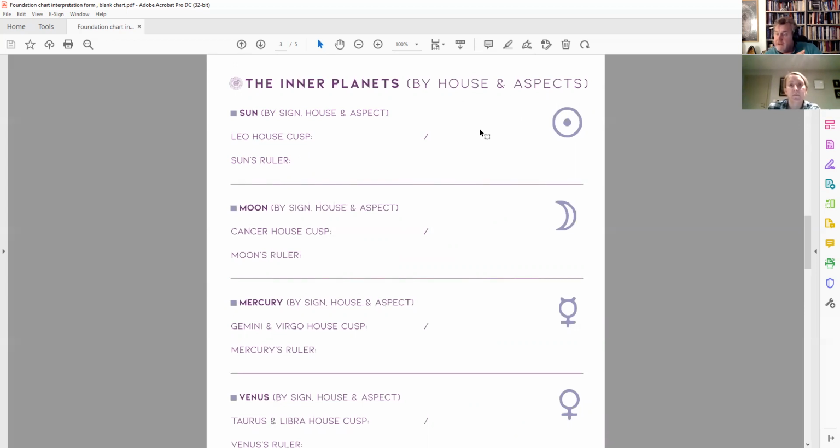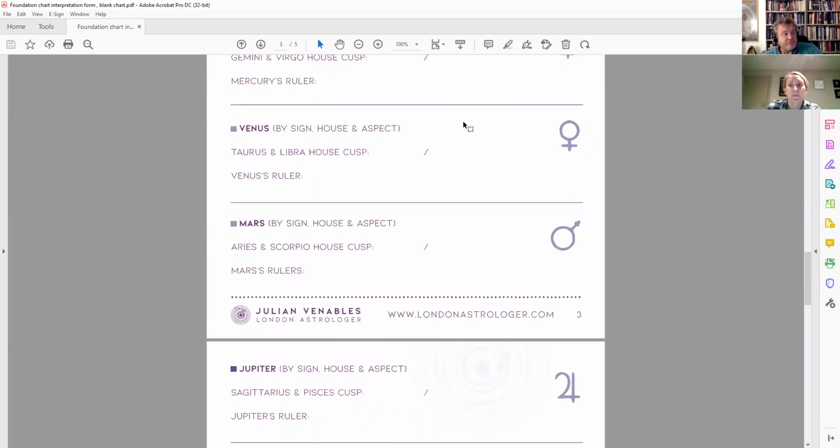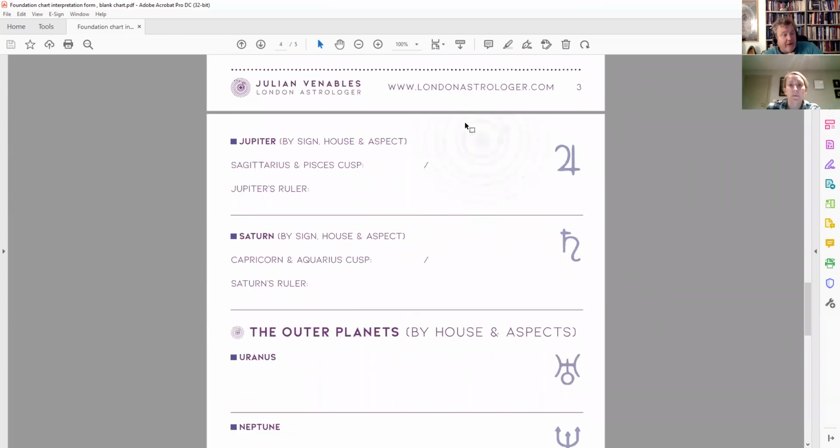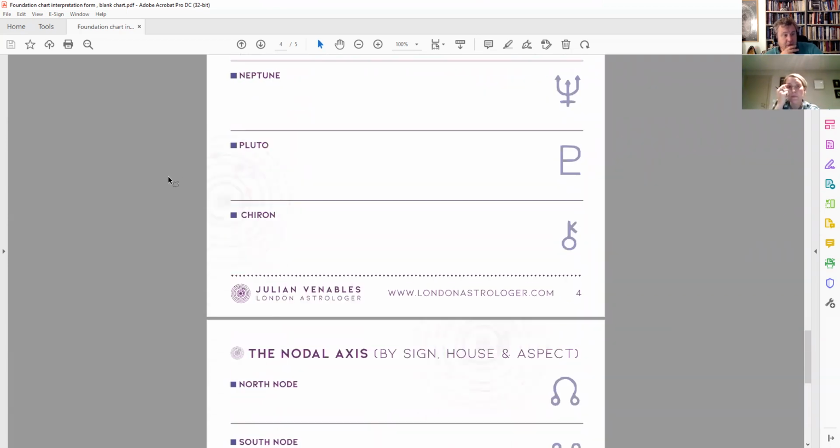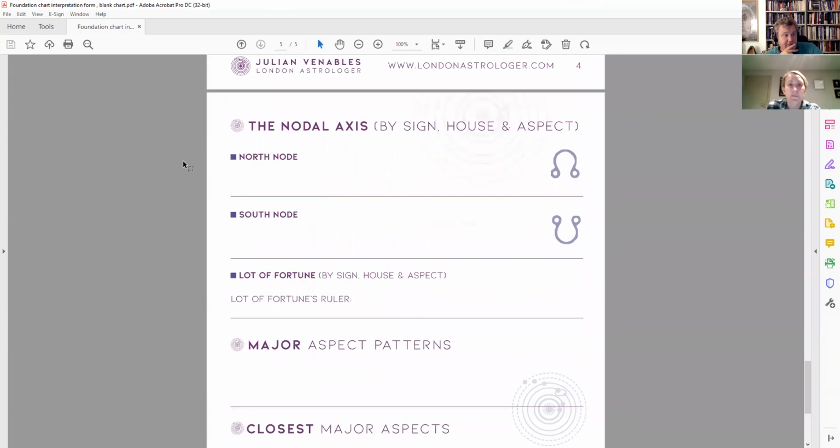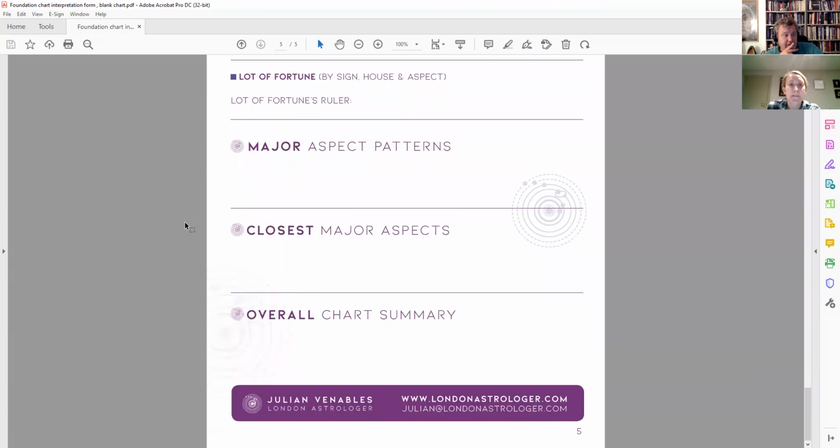But this form is essentially how you do a chart. And then you've got things like the nodal axis, so you put the nodes in. What it's for is to help you understand how to analyze the chart. And then you'll be using the foundation book, which I'm also going to send you as a complete document. It's a whole document, 50 pages of it. I'm sending it to you in bits at the moment, but I'm going to send you the whole lot.